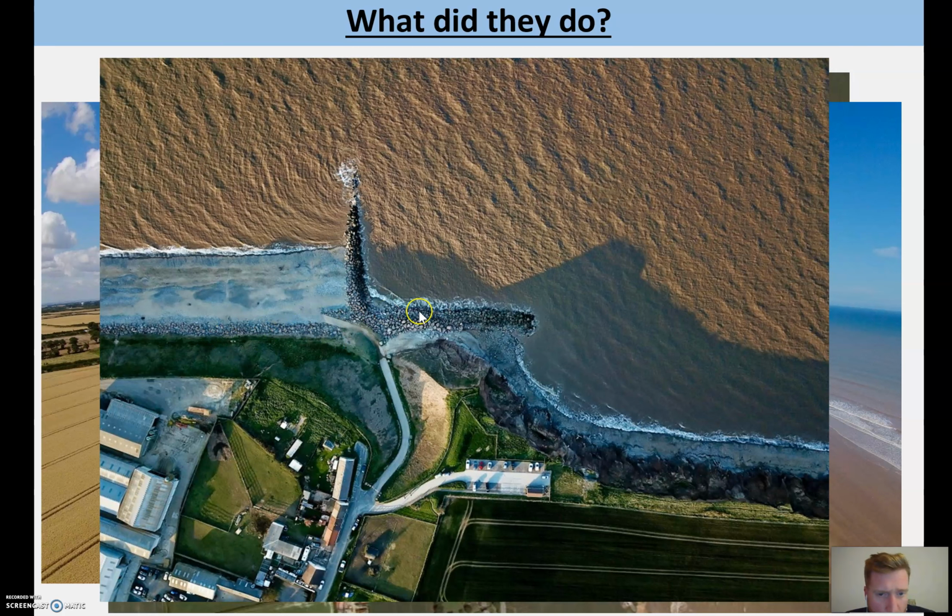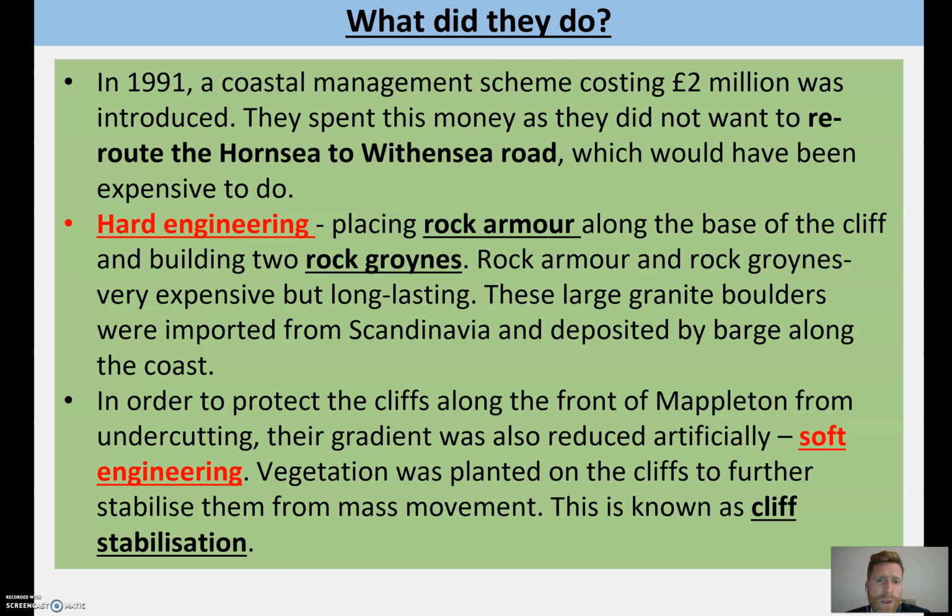You've also got the rock armour here being built to protect the coastline. Looks like they've got some boulders at the bottom of the cliff there. And they also did some soft engineering. They also reduced the gradient of the cliff, so they made it less steep. And they planted lots of vegetation there to try and bind it together and stop it from slumping downwards. This slide here just basically explains what I've just said.